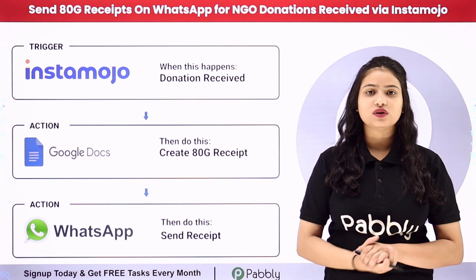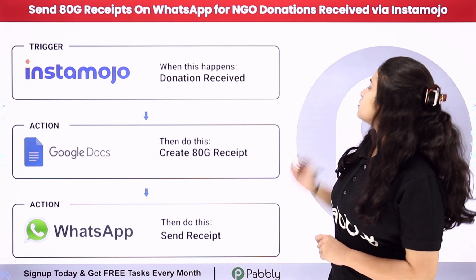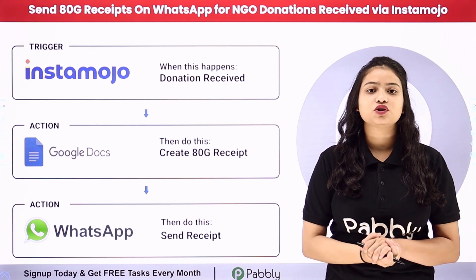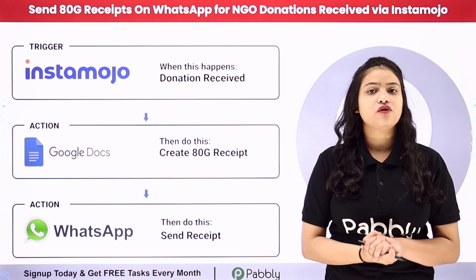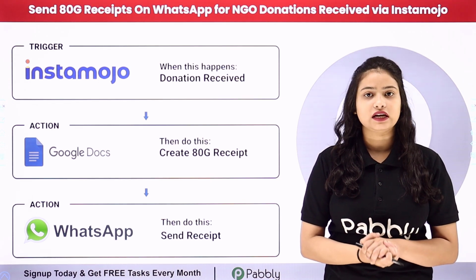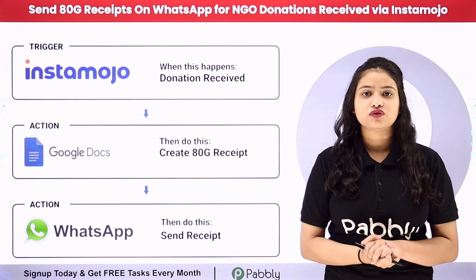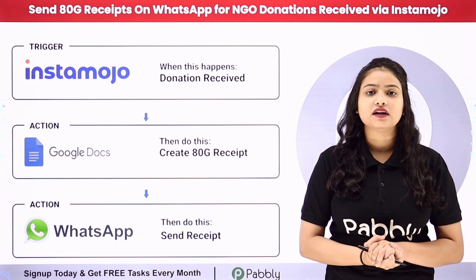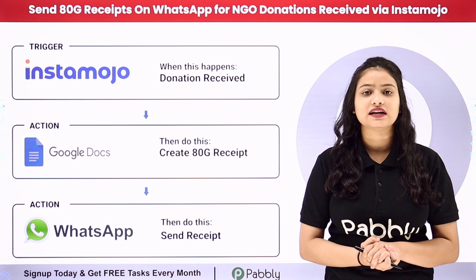In this video, we are going to learn how to send ATG receipts on WhatsApp for NGO donations received via Instamojo. So I am managing an NGO with the name Humanity Across Borders, and I am collecting the donations for this NGO with the help of Instamojo, which is an amazing payment gateway application. Now my objective is that whenever I receive a new donation with the help of Instamojo, then immediately an ATG certificate should be created for the donor and it should be sent over WhatsApp with the help of AiSensy to that same donor.